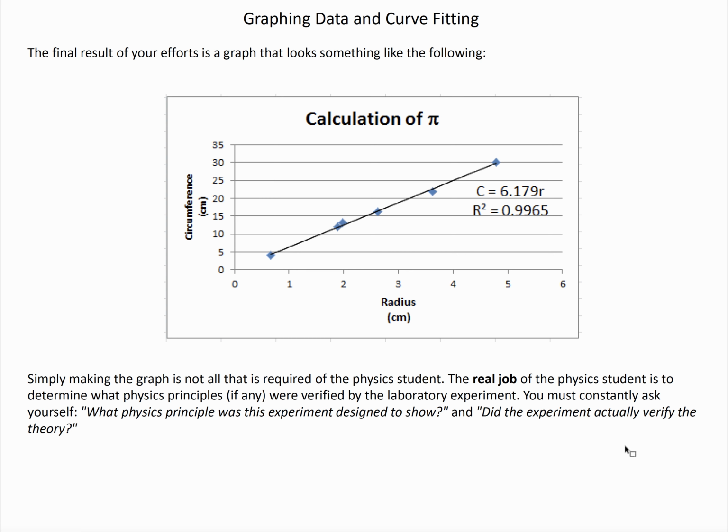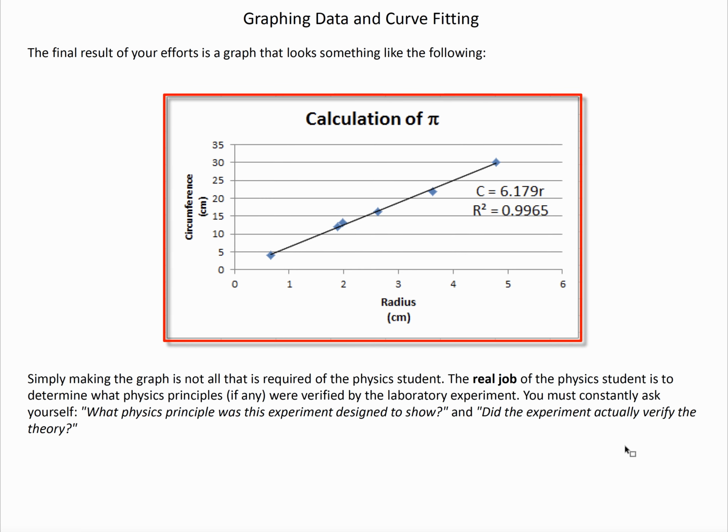The final result of your efforts is a graph that looks something like the following. Notice it has a nice title on there, calculation of pi. Notice it has nice x and y axis labels that we changed and identified as circumference in centimeters, radius in centimeters. Always add the units. We put our equations on the graph and we got rid of the series markers.